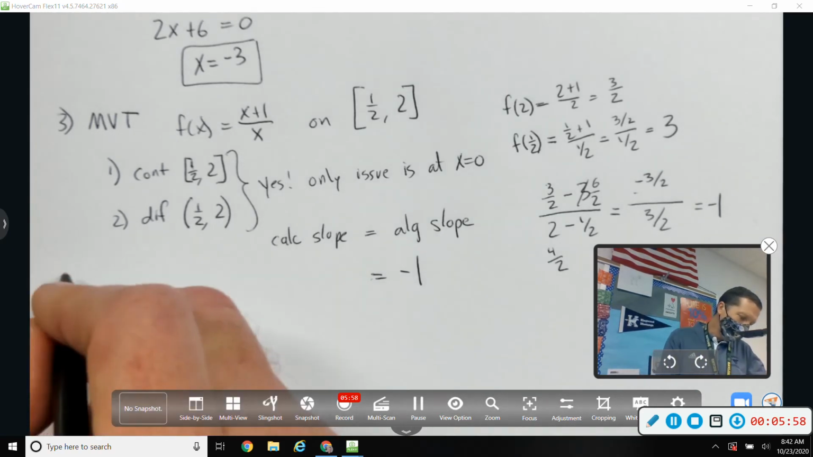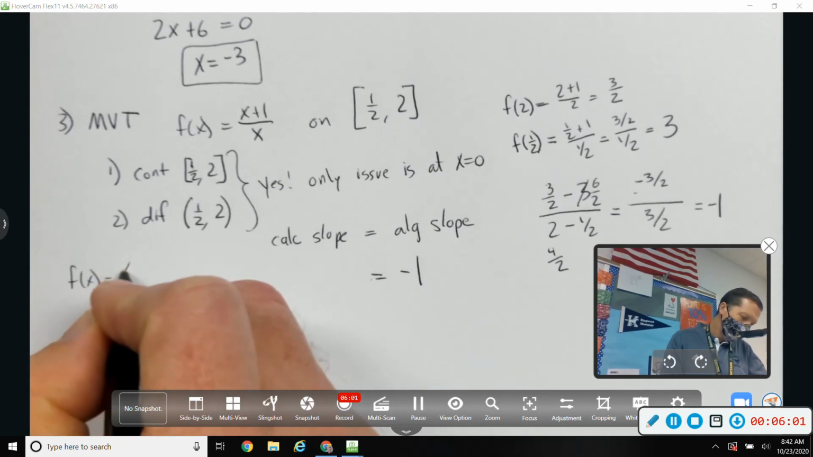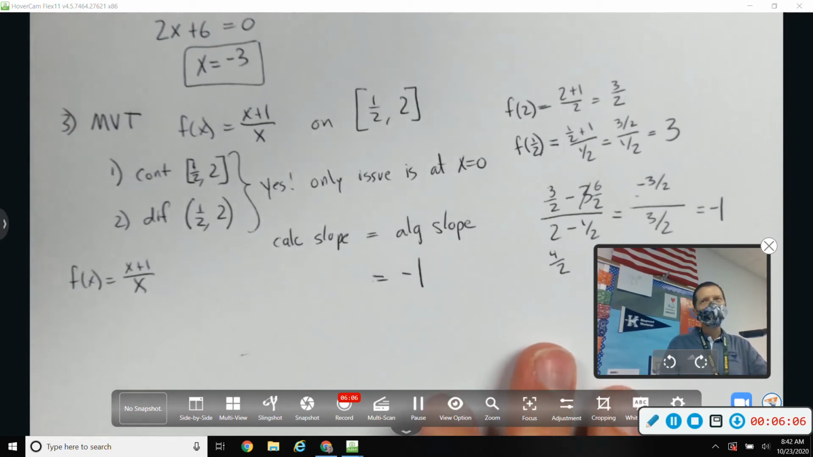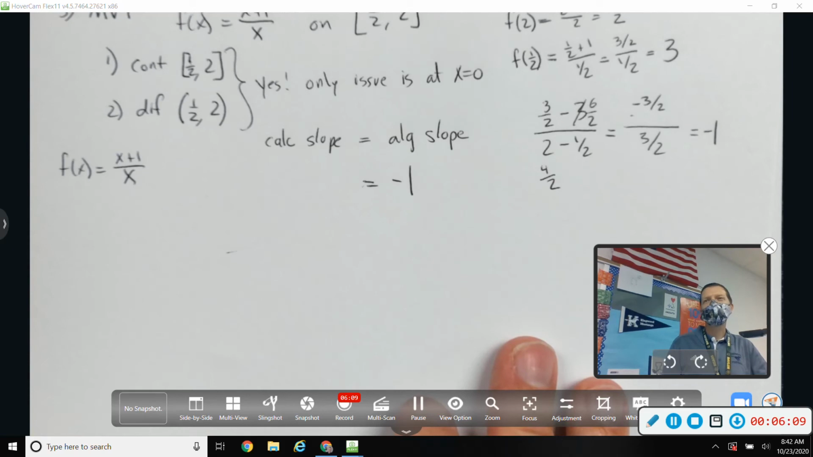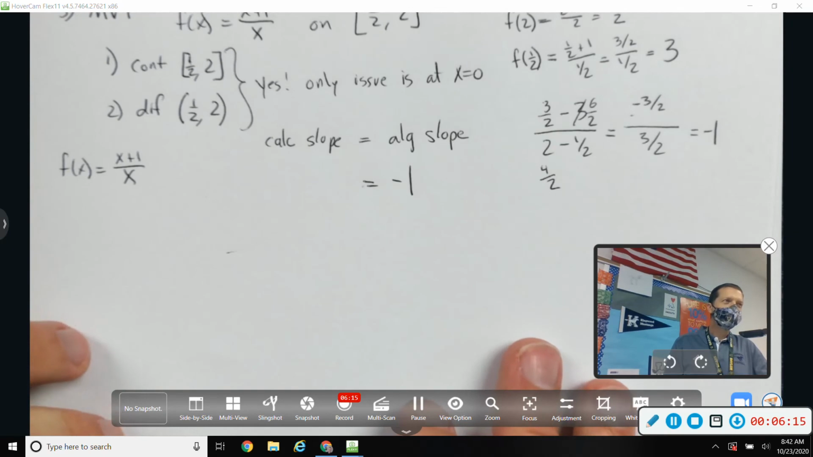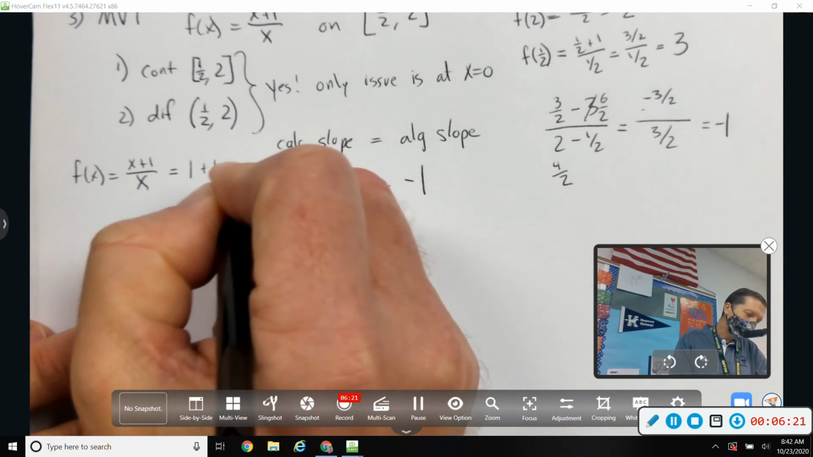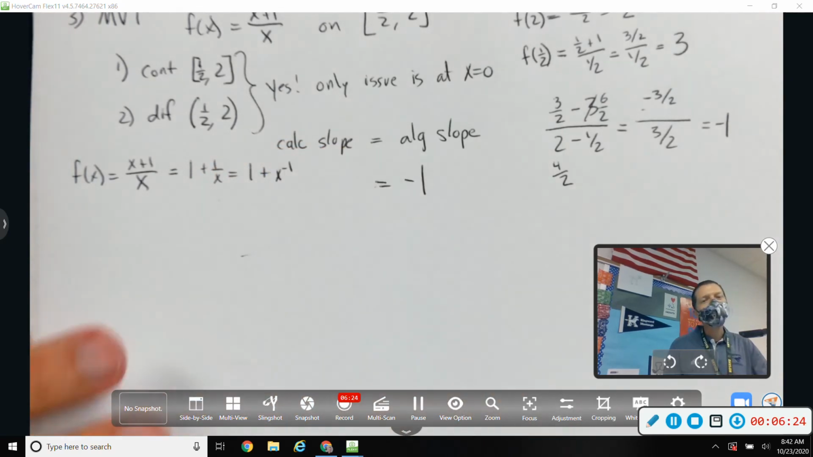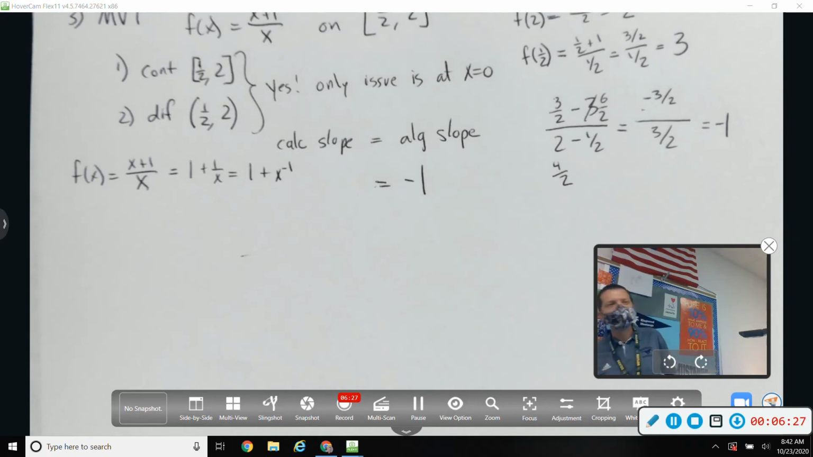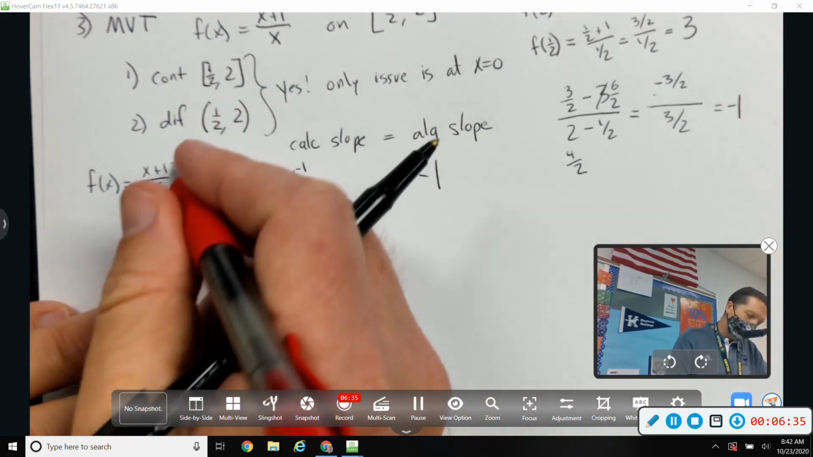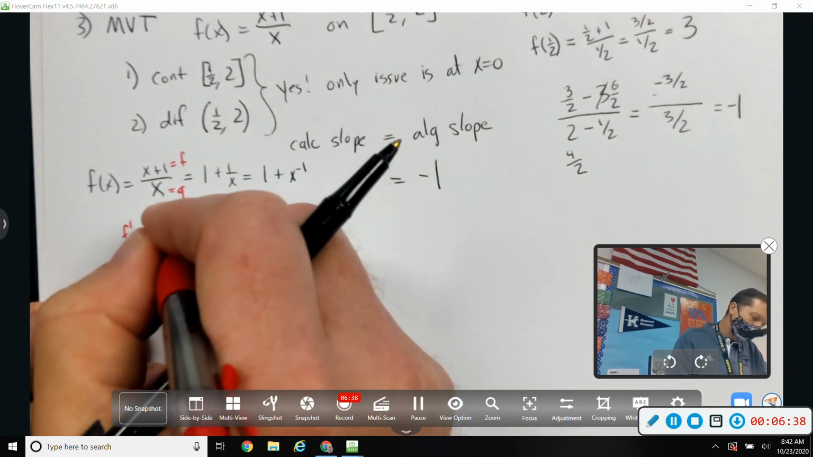For our calculus slope, how many of you use the quotient rule? Come on, I saw some of you use the quotient rule. Did anybody not use the quotient rule and do something else? Because you could divide them both by x and make this 1 plus 1 over x, or 1 plus x to the negative 1. So you can get out of the quotient rule if you're paying attention. I think most of you use the quotient rule, so I'll use it just to make sure that we do it correctly. It's not hard because f prime is 1 and g prime is 1.